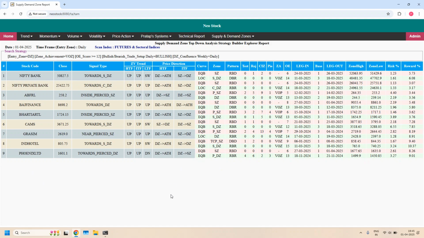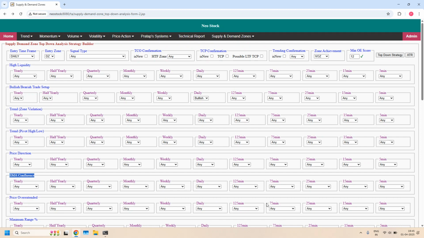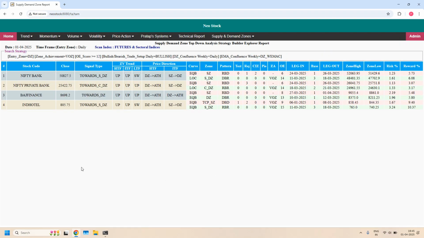Let us check out of these 9, because daily is part of weekly. If weekly demand zone is having weekly EMA, then the daily demand zones might have more high probability to get success, because daily is part of the weekly zone. So in the EMA confluence, weekly time frame, I am checking weekly demand zone having weekly EMA confluence. So 4 stocks are filtered. So these 4 daily demand zones are having even more high probability to get success, because they are overlapped with the weekly zone, and that weekly zones are having weekly EMA confluence.